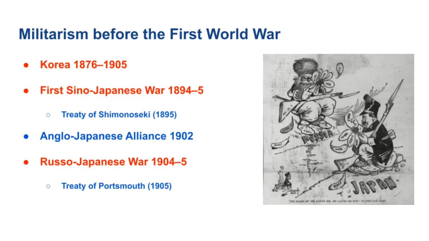So now we move on to militarism before the First World War. This includes Korea from 1876 to 1905, the First Sino-Japanese War from 1894 to 95, the Treaty of Shimonoseki in 1895, the Anglo-Japanese Alliance in 1902, the Russian-Japanese War from 1904 to 1905, and the Treaty of Portsmouth in 1905.